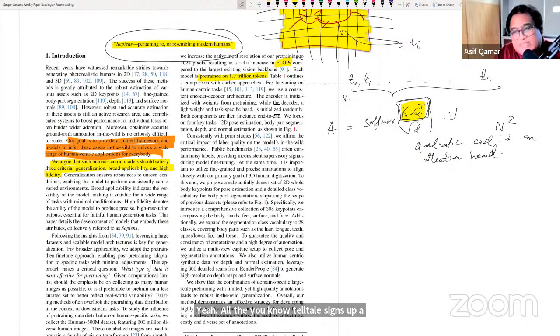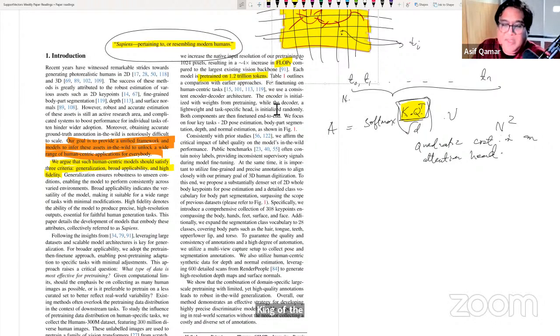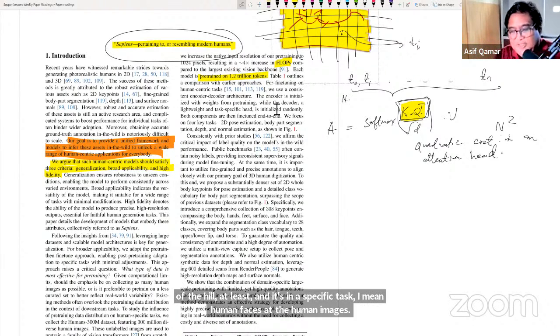So just reading this and being familiar with the neural scaling laws, I suppose you would develop an anticipation that they should blow all the prior models out of the water, isn't it? When it comes to the benchmarks, it should quickly become the king of the hill, at least in its specific task domain, namely human faces, the human images. And as we will see, it does actually do so.